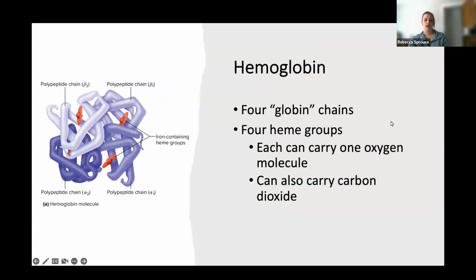So hemoglobin. Hemoglobin is a molecule here that's made up of 4 globin chains. Those are protein chains or polypeptides. And then each polypeptide chain or globin chain has a heme group on it, which contains iron. Each of these units can carry 1 oxygen molecule. So each red blood cell has the capacity to carry 4 oxygen molecules. They also carry a little bit of carbon dioxide, and we'll get into more of that when we get into the respiratory system.